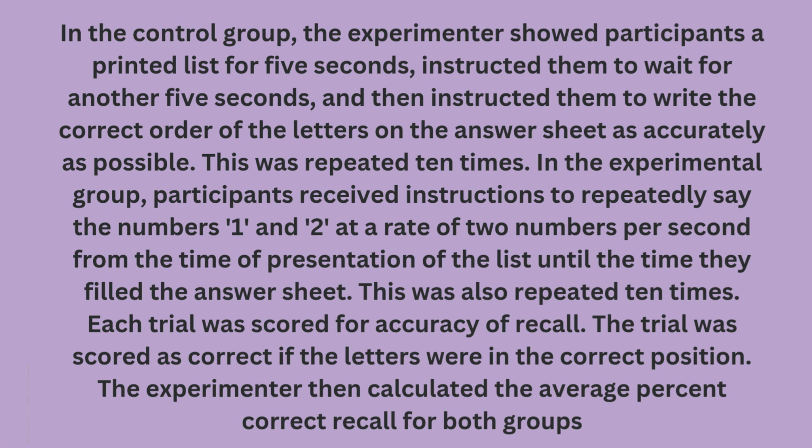In the control group, the experimenter showed participants a printed list for 5 seconds, instructed them to wait for another 5 seconds, and then instructed them to write the correct order of the letters on the answer sheet as accurately as possible. This was repeated 10 times. In the experimental group, participants received instructions to repeatedly say the numbers 1 and 2 at a rate of 2 numbers per second from the time of presentation of the list until the time they filled the answer sheet. This was also repeated 10 times.